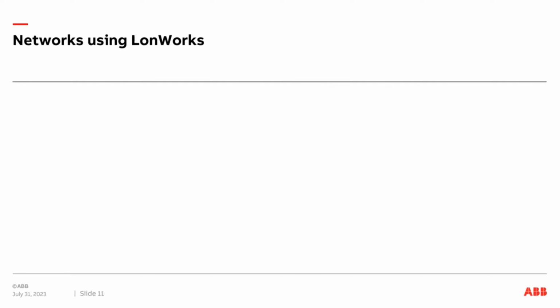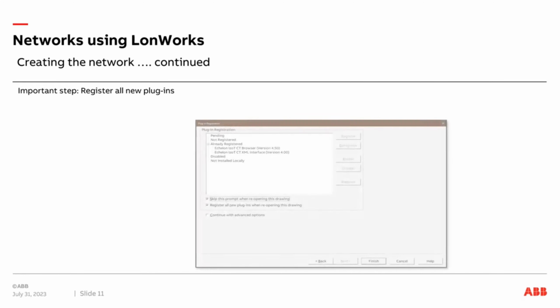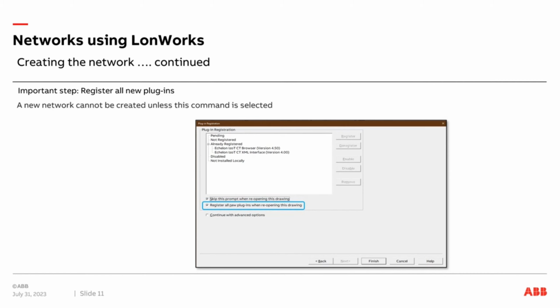The next step in creating our new LAN network is a very important part of the process when you're using the Echelon commissioning tool. We must make a choice to register all new plugins. Whenever a new device is added to the network or plugged in, the image or the profile of that device is added to the network definitions. And so we have to choose to register all new plugins. In fact, this step is so important that the new network cannot be created until this command has been selected. Now, once it's selected, go ahead and select Finish.